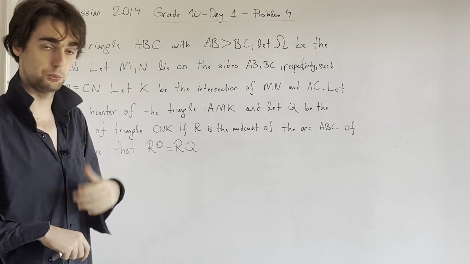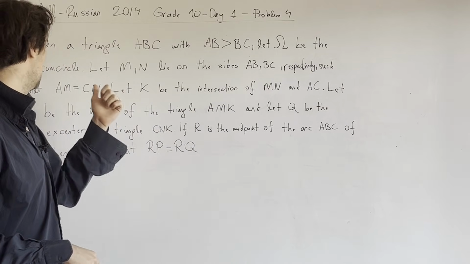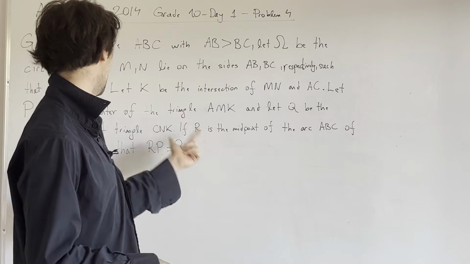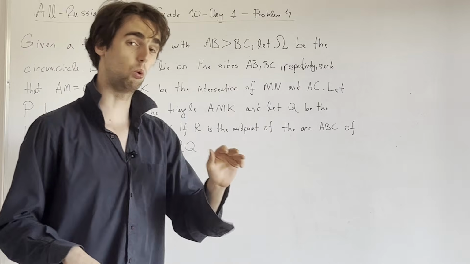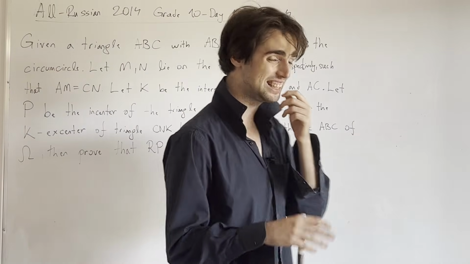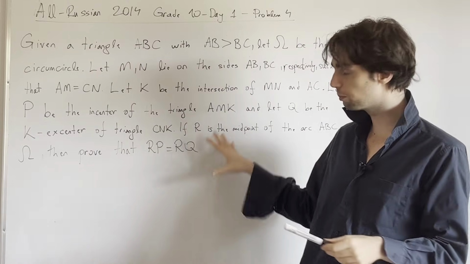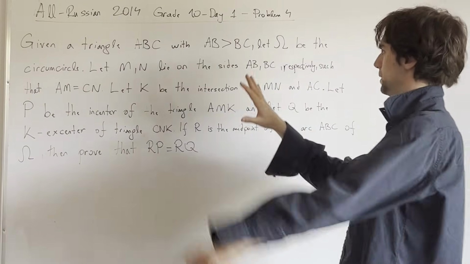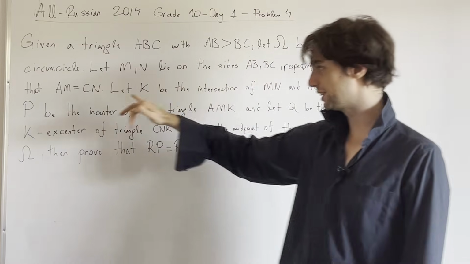Here's the thing with geometry problems of this size. We have ABC, M, N, and then K, and then points R, P, and Q. We have 9 points here. So let's take it point by point, figure out some things for some of the points, and build up from there. The first order of business is, what do we have from AM to CN?